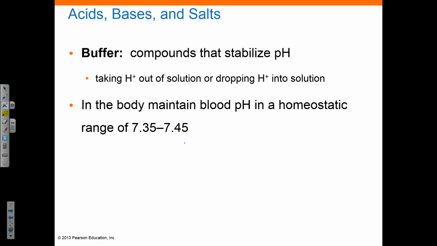pH regulation of the body is vital to maintaining homeostasis, the stable environment in the body. For example, blood has a normal pH range of 7.35 to 7.45. Any deviation from this range can have detrimental effects on the body. To help stabilize pH, the body has several buffer systems it utilizes. A buffer is defined as a compound that stabilizes pH by preventing large changes in pH through either the removal or the addition of hydrogen ions to solution.